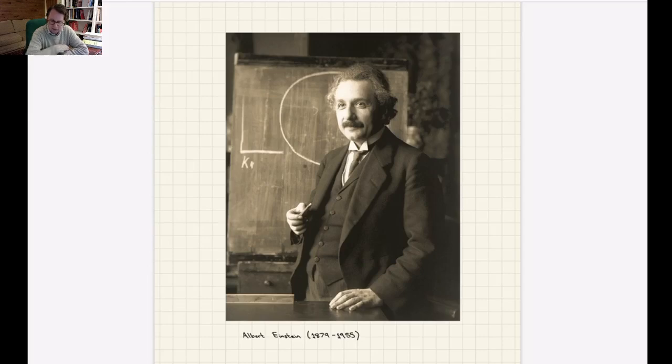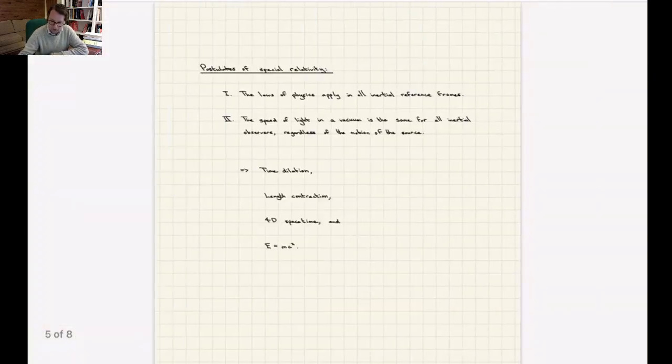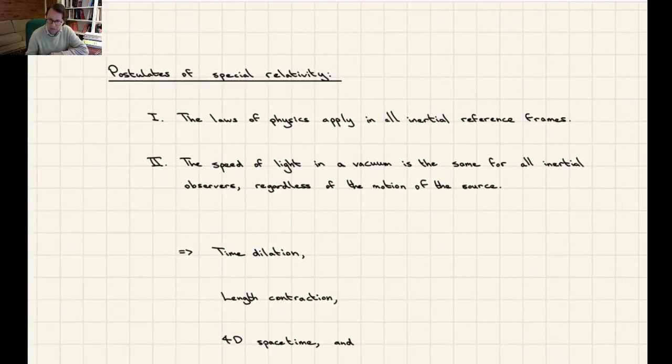He had two postulates in the theory of relativity. The first is that the laws of physics apply in all inertial reference frames in the same way, i.e. it doesn't matter if I'm moving with relative speed to you, we can still talk about the laws of nature and apply them similarly, taking account of our relative motion. His second postulate was that the speed of light in a vacuum is the same for all inertial observers, regardless of the motion of the source.